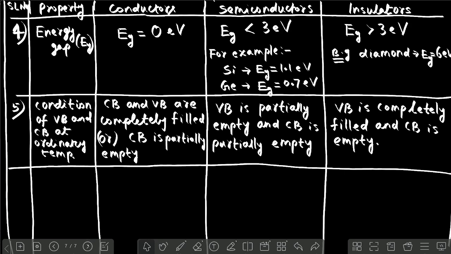So you understand the valence band and conduction band conditions. The valence band is completely filled for an insulator, but the electron is not going to the conduction band. The conduction band is empty. If the conduction band is empty, there are no free electrons and no conduction of current. That's why they are insulators. Yes or no? So remember the 5th point. Now the 6th point, listen.